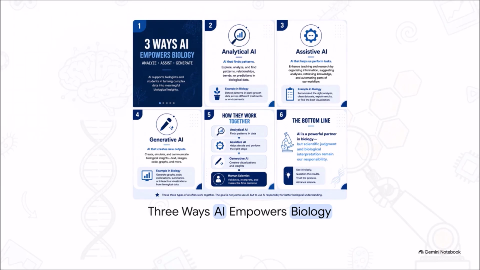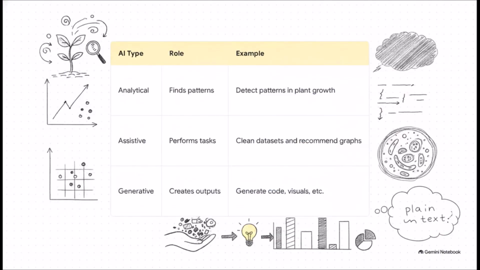And this digital assistant really empowers you in three distinct ways: analyze, assist, and generate. AI isn't just one monolithic thing. It supports us biologists by finding hidden patterns, helping out with daily workflows, and actually creating entirely new outputs. Let's break down how those three work together.